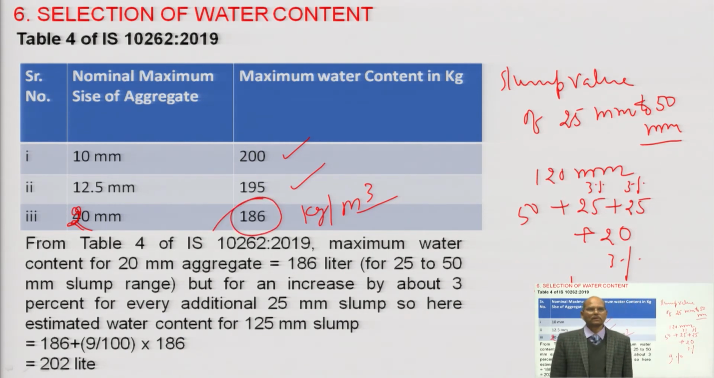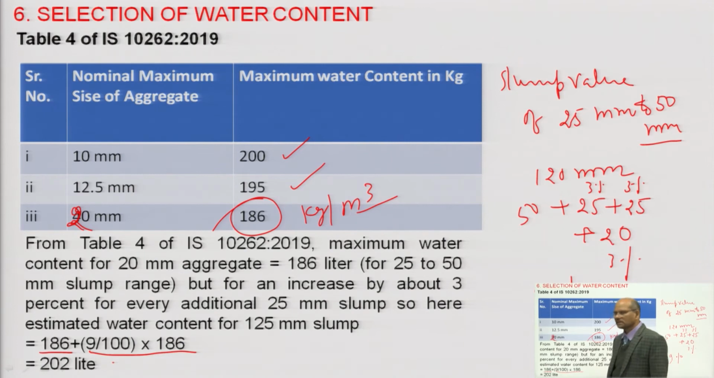So, about 9% we have to increase the water content. Here we have increased by 9%, 186 plus 9%, it is given 202 liter of water. So, that much water is required without considering the admixture.